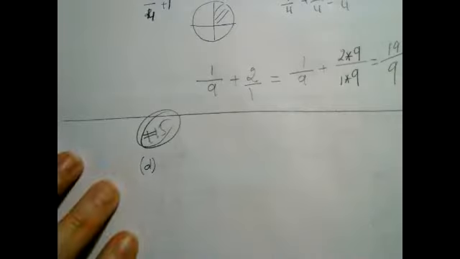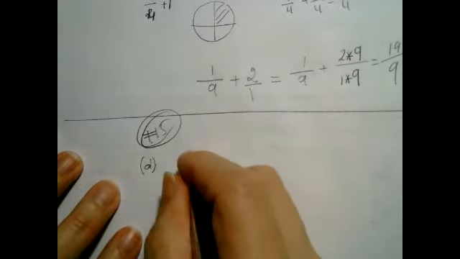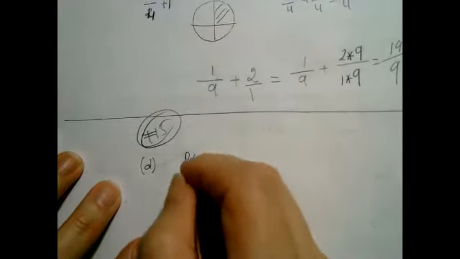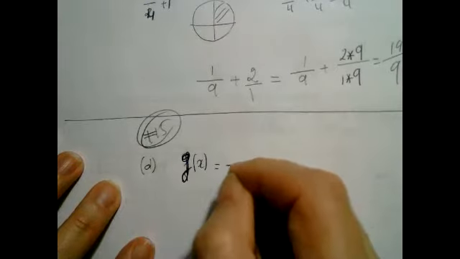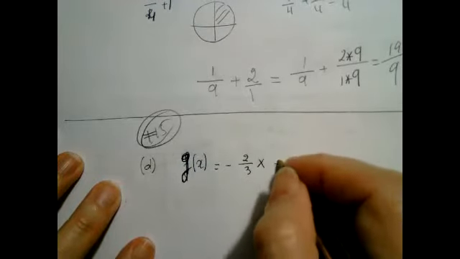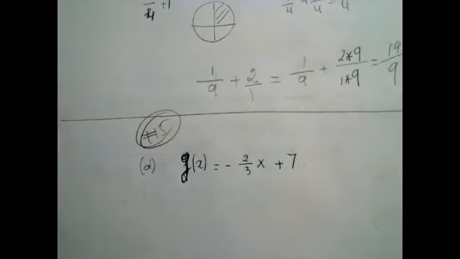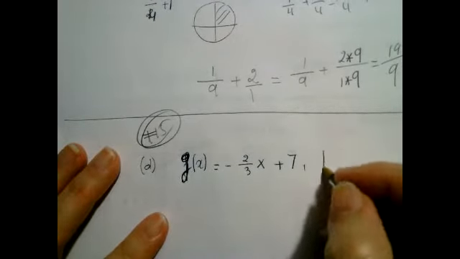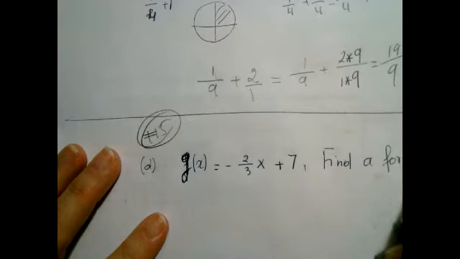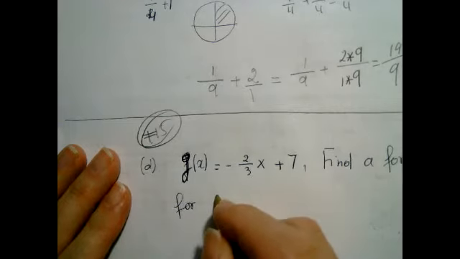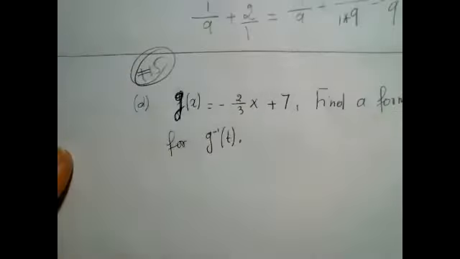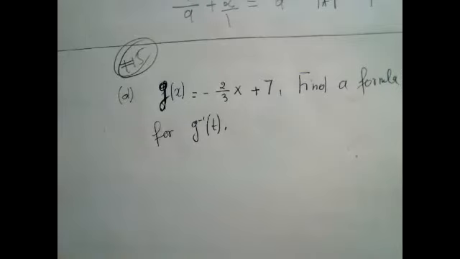Okay. All right, so we have the following function. Sorry, it's G of X equals 2 over 3X plus 7. Okay, and the question is: find a formula for G inverse of T. Okay, first we write in English what we need to do, and then we do it.